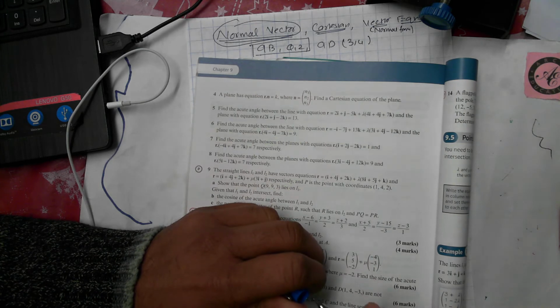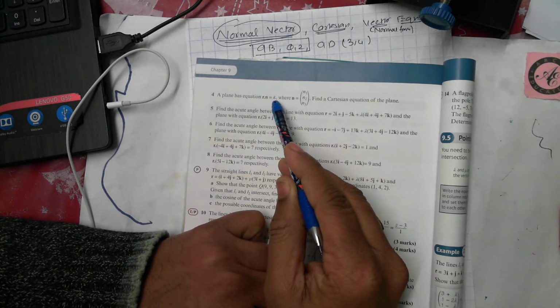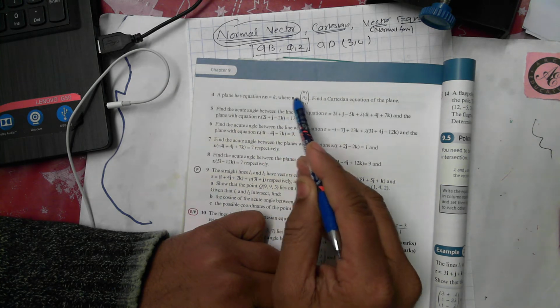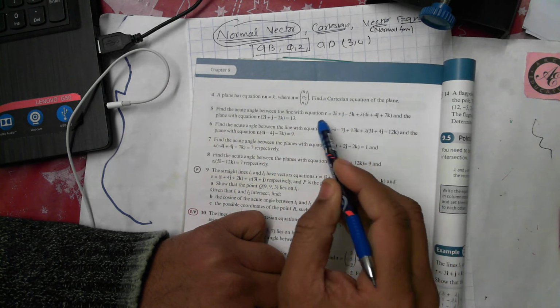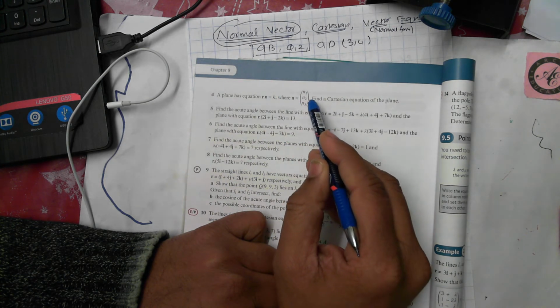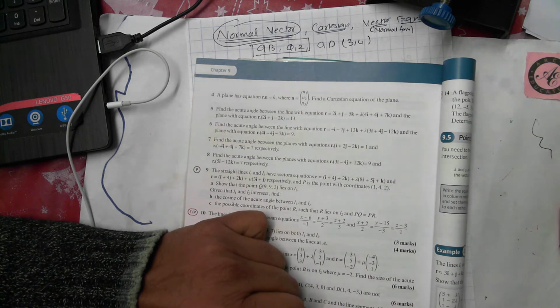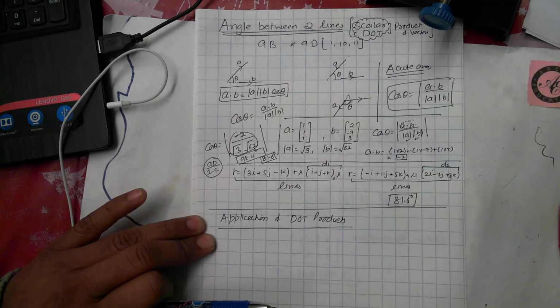So 9d question 4 says the plane has equation r dot n equals k, where n is this. So find the Cartesian equation of the plane. So guys, that will be n1 x plus n2 y plus n3 z is equal to k. Okay, that's the Cartesian equation of this plane, right?